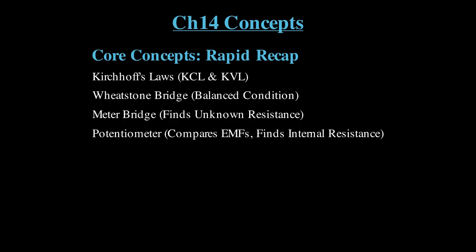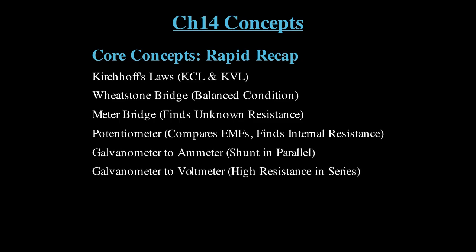Finally, remember galvanometer conversions. To make an ammeter, you connect a low resistance, called a shunt, in parallel. To make a voltmeter, you connect a high resistance in series.